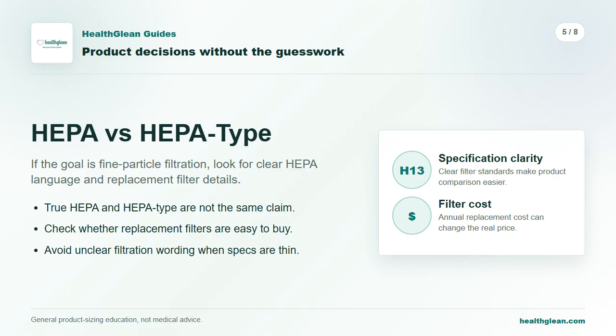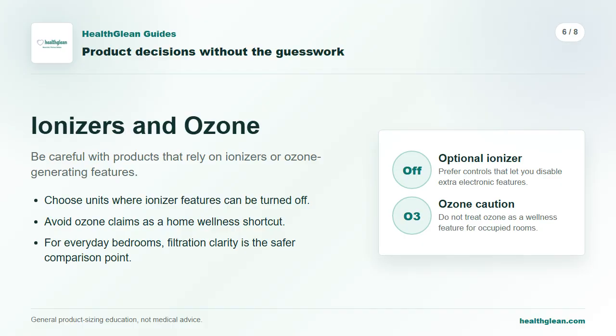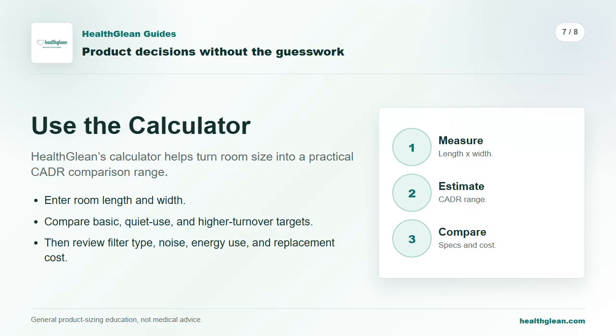Now this is where buyers often miss something important. Check quiet mode too, because the strongest fan setting may be too loud for overnight use. Then compare HEPA wording, replacement filter cost, energy use, and whether ionizer features can be turned off. This is general product sizing education, not medical advice.